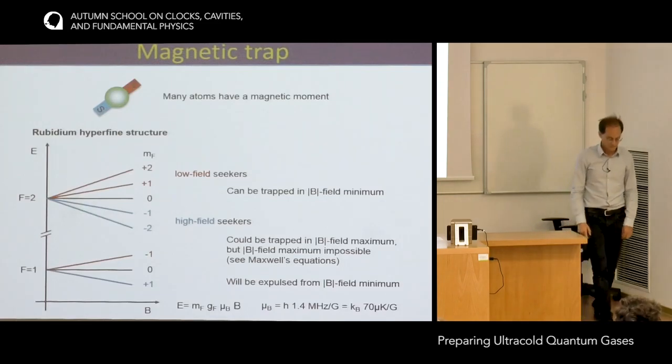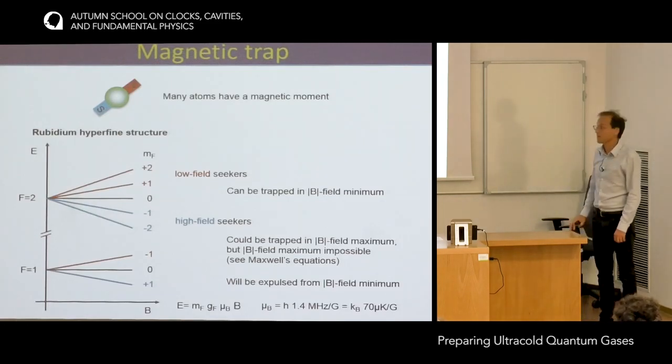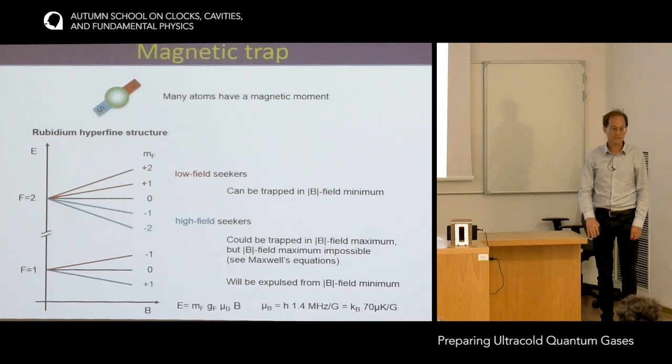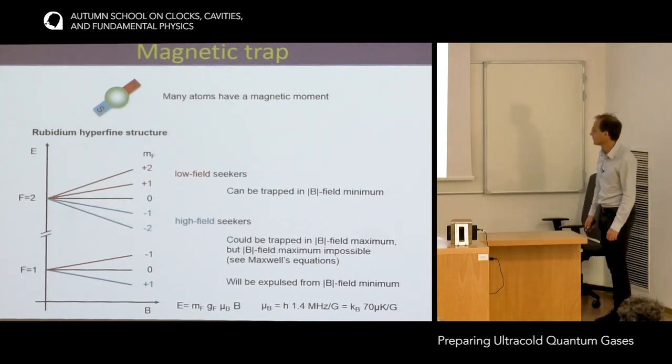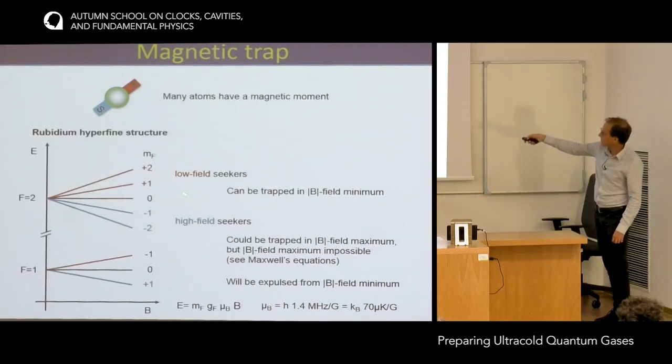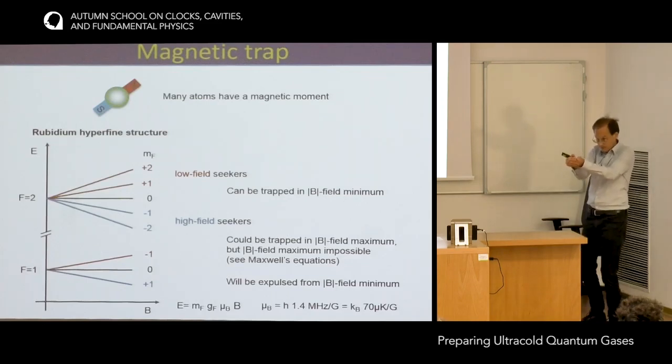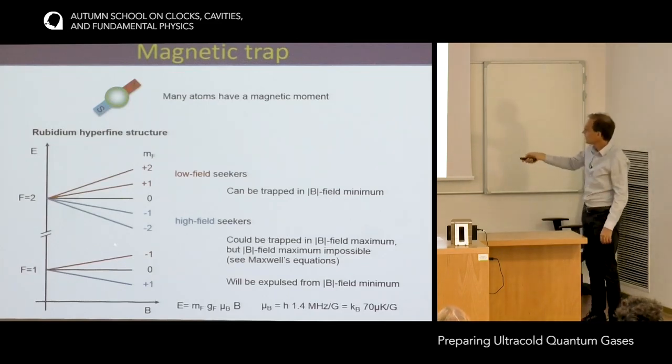And in principle, you could trap them in a B field maximum, but Maxwell's equations don't allow you to create that. So we can't trap them. And if we build a trap that traps the low field seekers, one that has a minimum in the center and grows in all directions, it will actually expel high field seekers.